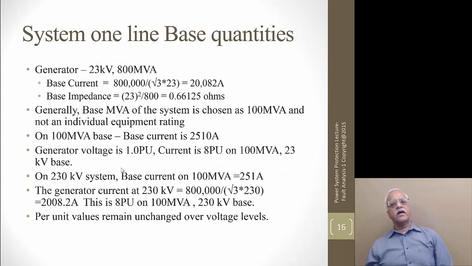Generator, now let us look at the system base quantities: 23 kV and 800 MVA. If I convert, the rated current for this generator is 20,082 amps. And the base impedance is kV squared divided by MVA, 23 squared divided by 800, which is 0.66125 ohms. Now, if I pass the current of 20,082 amps through this base impedance of 0.66125, what will be the voltage drop? That will be equal to 23 kV, okay?